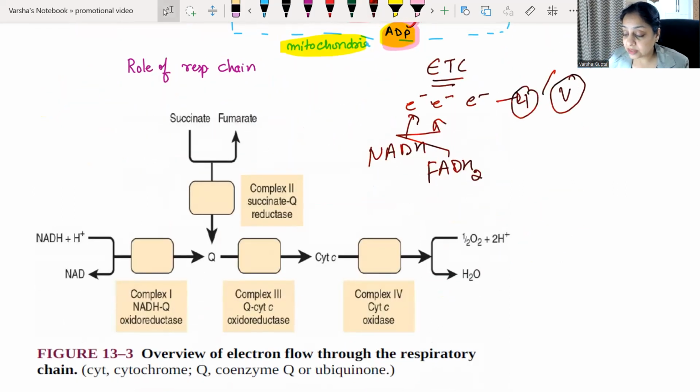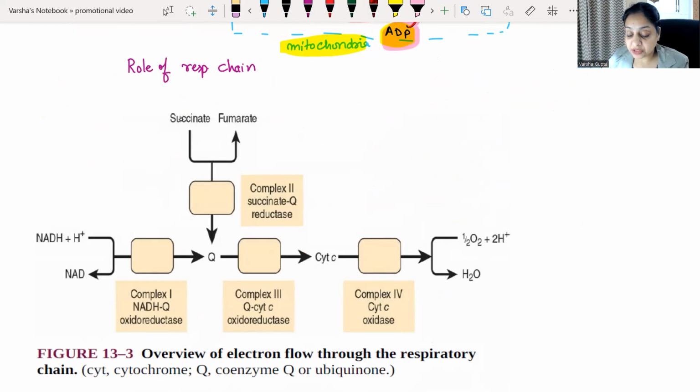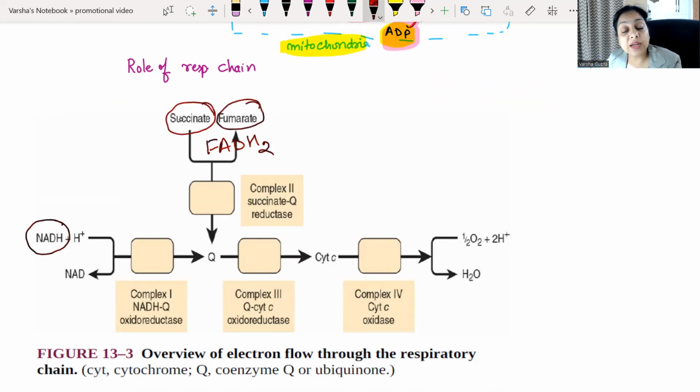But what is the setup inside it? In biological oxidation, what is the setup? One thing is NADH, another thing is FADH2, and FADH2 is released when succinate converts into fumarate. And succinate converting into fumarate, we have seen in the citric acid cycle also, so I'm not discussing it. NADH donates its electrons to complex 1. Okay, we are not going into the names right now. And FADH2 donates its electrons to complex 2.